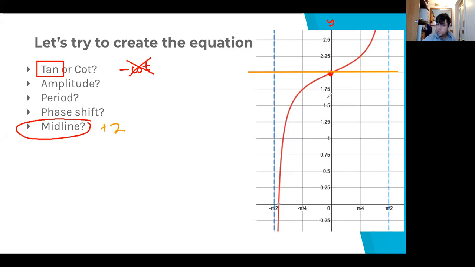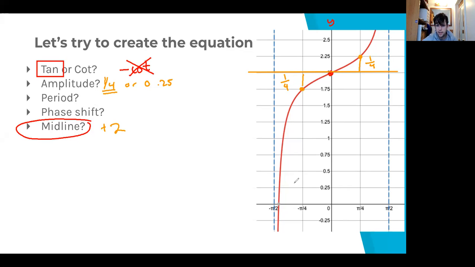What about the amplitude? How far above and how far below do we go? Well, this point is only 0.25 away, or 1/4 away. Same here. This point is only 1/4 away, or 0.25 away. So that amplitude is 1/4 or 0.25, whichever representation you prefer. I'm going to use the fraction, but you could use the decimal. There's not really a problem with that.